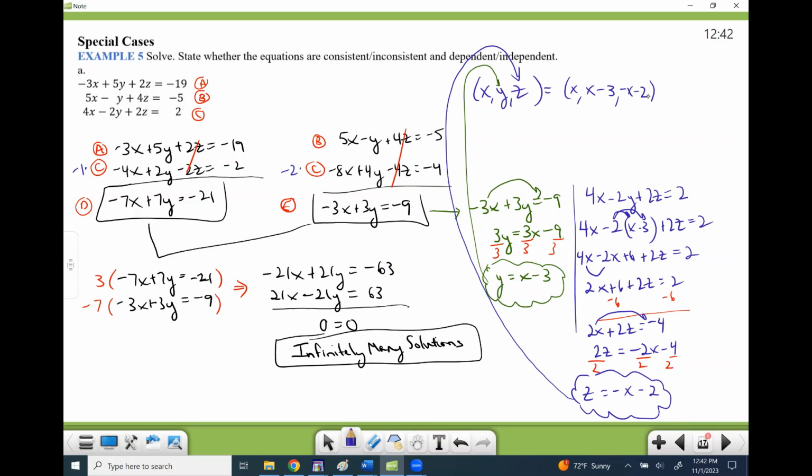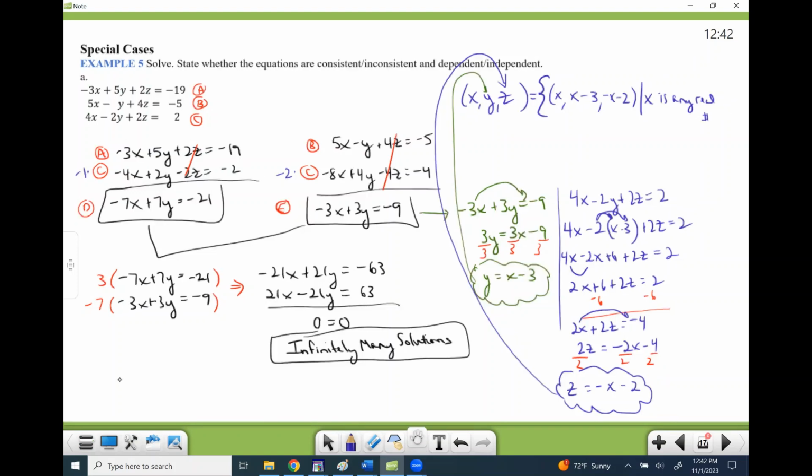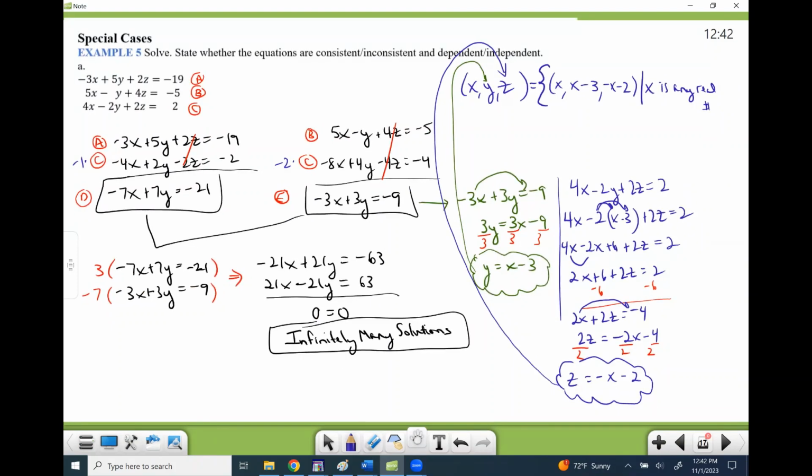Now, MyMathLab, I think, just writes it like that, but really we should use set notation. We're going to say the solutions are, we know there's infinitely many of them, going to be points of this form such that x is any real number. Let me see if I can make this a little bit smaller so I can fit that. There we go. Okay, such that x is any real number.